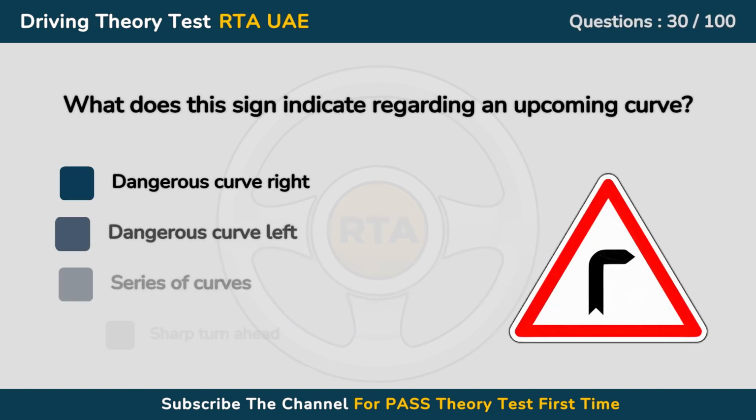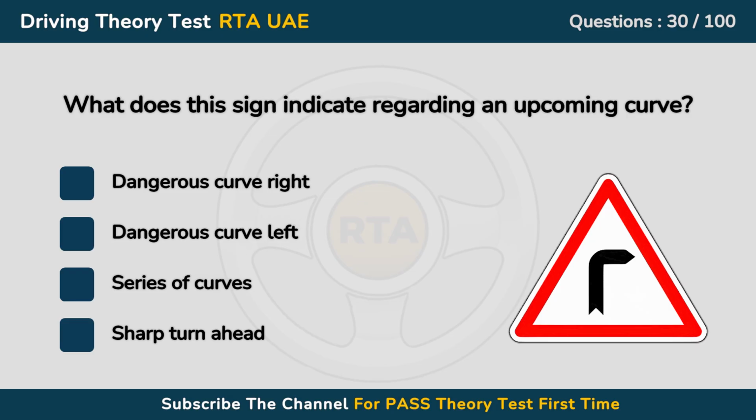Question 30. What does this sign indicate regarding an upcoming curve? A. Dangerous curve right. B. Dangerous curve left. C. Series of curves. D. Sharp turn ahead.